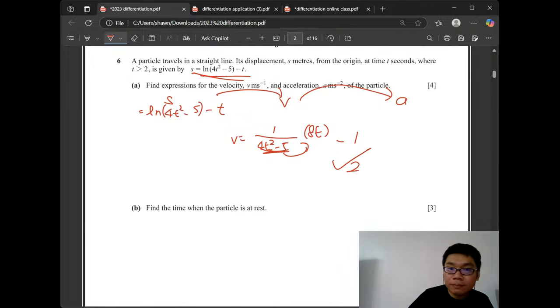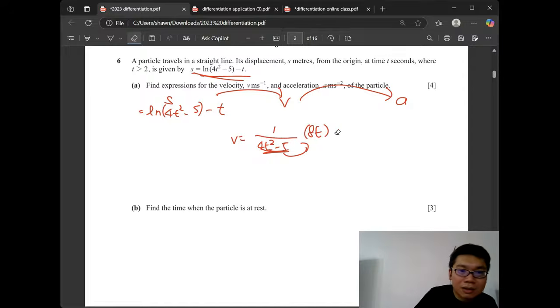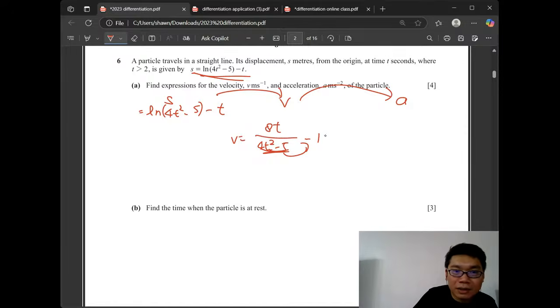Okay. Next, we need to differentiate this to find a, and then we need to do the quotient rule, right? If you forget to do the quotient rule, then bye-bye for these marks. Not enough space, so I need to write it down here. So it's 8t minus 1. This is for your v. Your a needs to do uv.